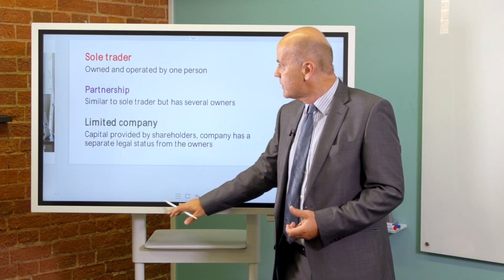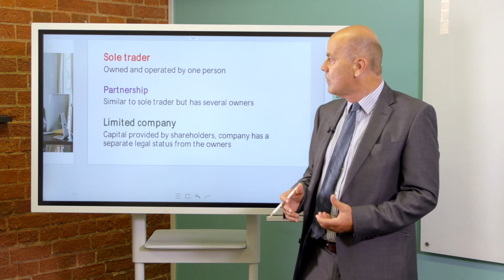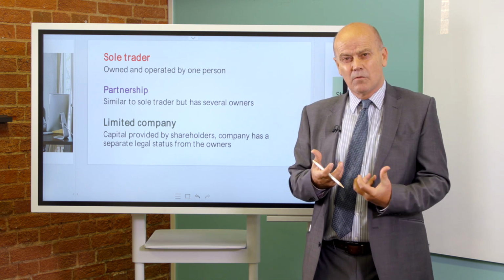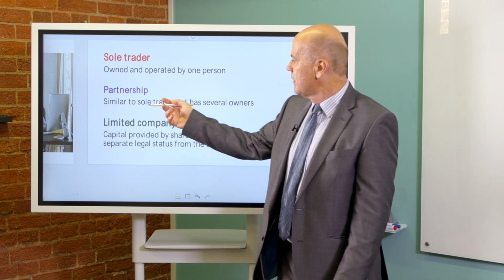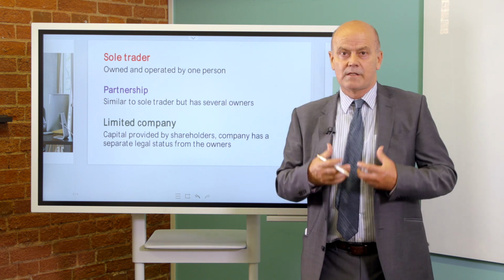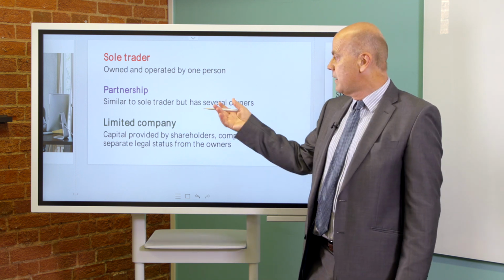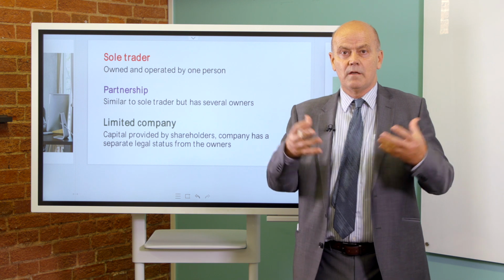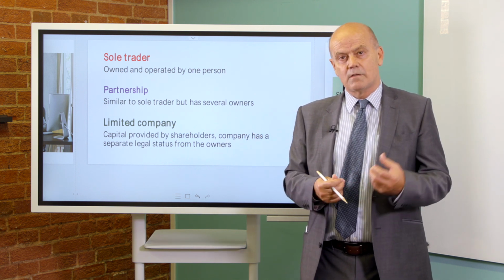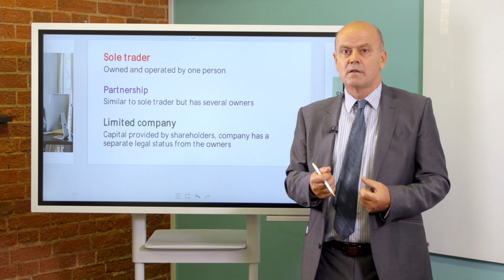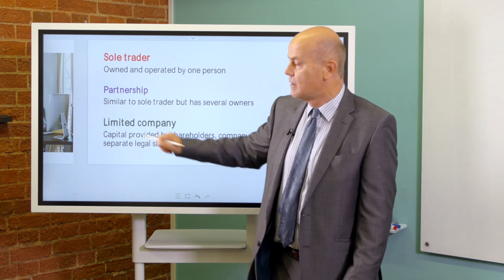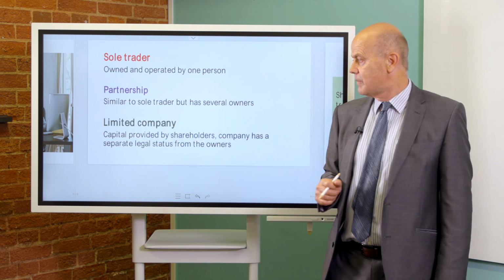Right, sole traders, as we said here, are operated by one person, so they tend to be quite small operations. Partnerships are similar to sole traders, but operated by several people. Could be any number. Potentially it could be 1,000 partners, but we typically see maybe 2 partners, 3 partners, 4 partners. Once the company gets much bigger, we usually tend to have a limited company set up.